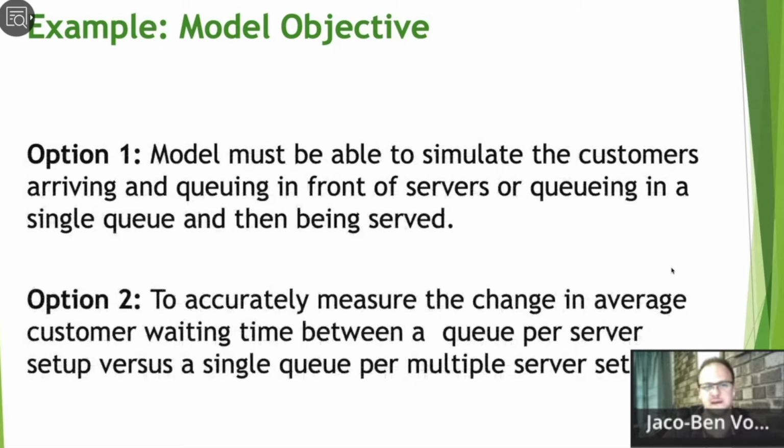Okay, so let's talk about the model objective. Again, I've got 2 options here. Option 1 is saying the model must be able to simulate the customers arriving and queuing in front of the servers, or queuing in a single queue and then being served, right? So the model must be able to simulate the 2 options. Or option 2 is we're saying the model must be able to accurately measure the changes in average customer waiting time between a queue per server setup versus a single queue for multiple server setup. Which one do you think is the best model objective?